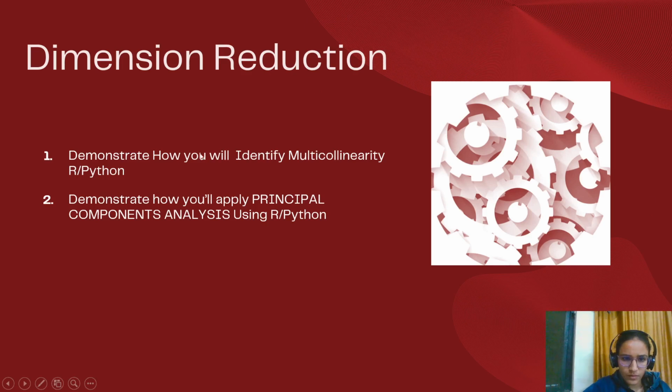So how will we identify multicollinearity in Python? When large databases have many predictors, it is unlikely that all of these predictors are uncorrelated. Multicollinearity occurs when there is substantial correlation among the predictors, which can lead to unstable regression models.